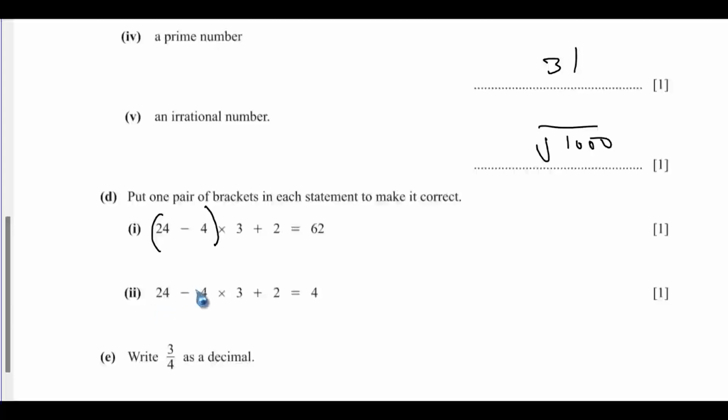So let's go to the next one. We want to get 4. So of course, we still have the same question, and we want to get a different answer. So if I should put the bracket here, that will give me 62, just like what I did up here.